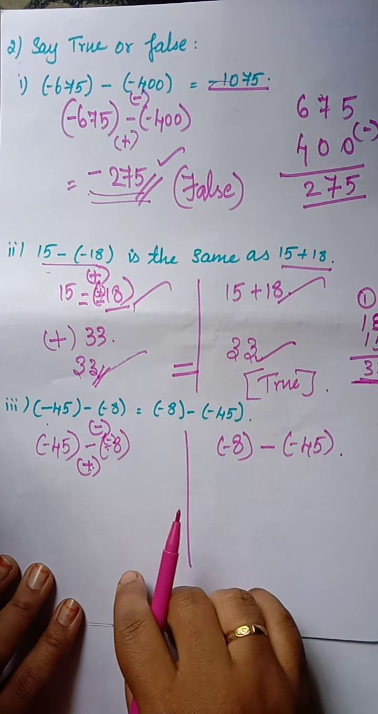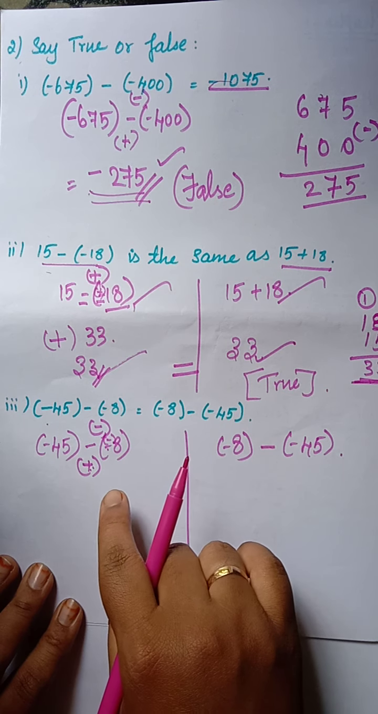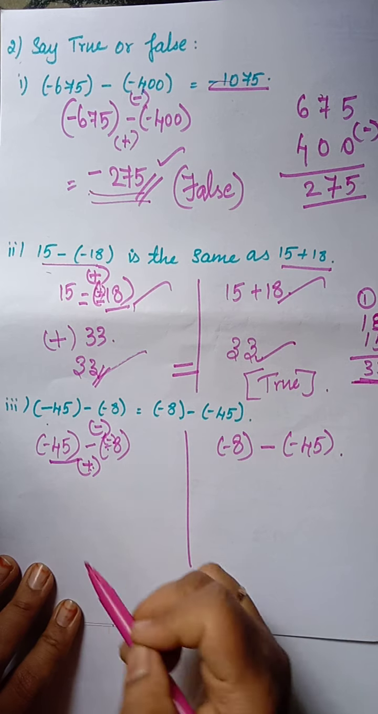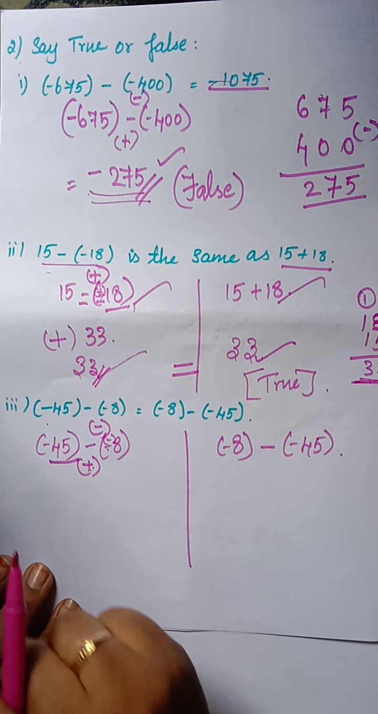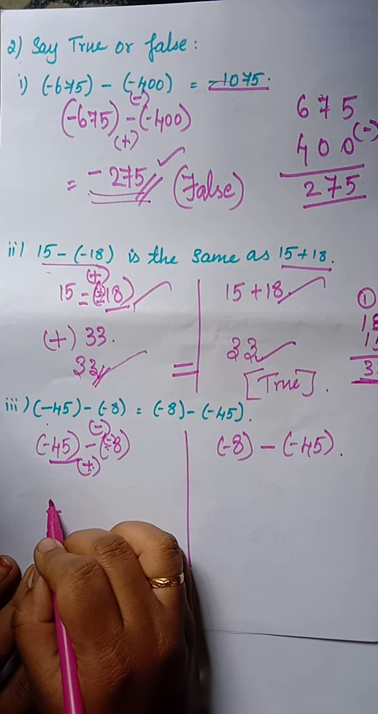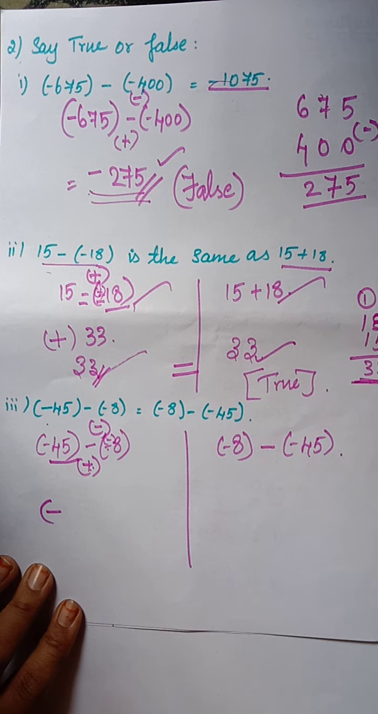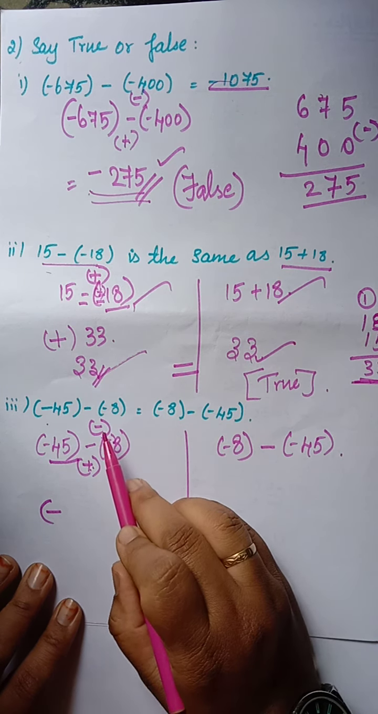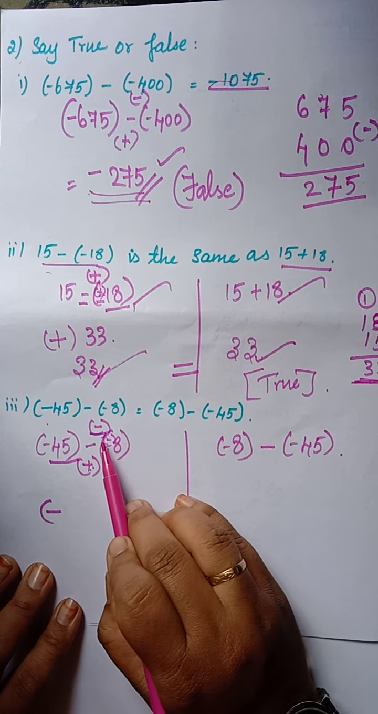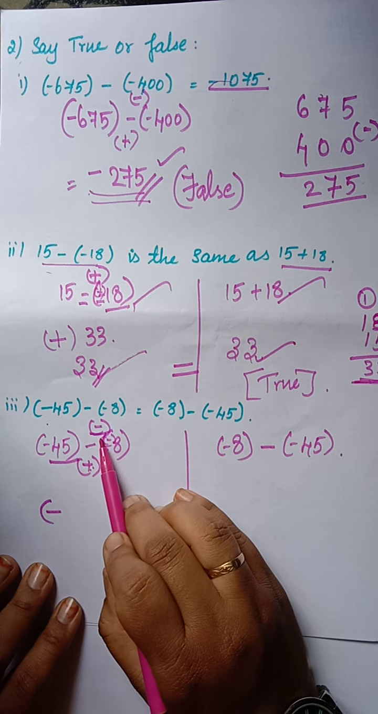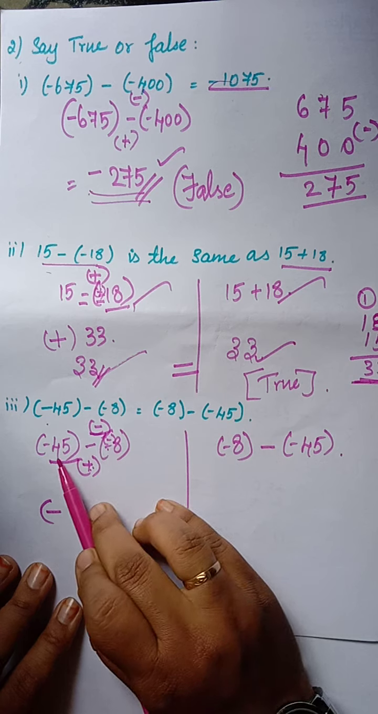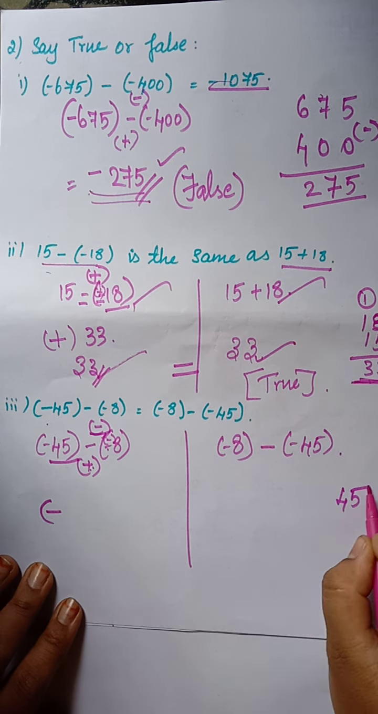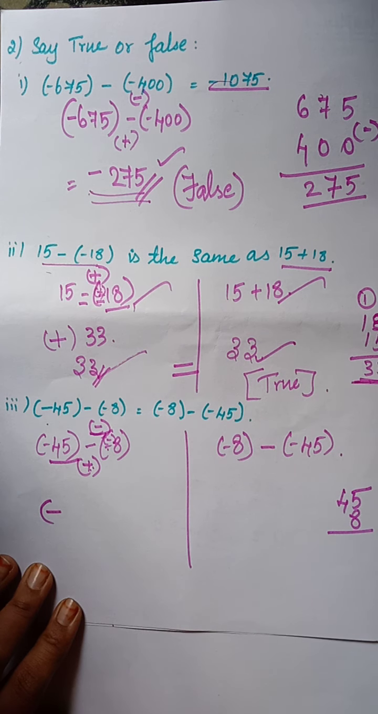Now next we have to see the biggest number's symbol. Which is the biggest number here? 45 is the biggest number. So 45 contains a negative symbol, so our answer will be in negative form. Then we have to see the operation, whether it is addition or subtraction. So it is subtraction, so we have to subtract these two numbers.